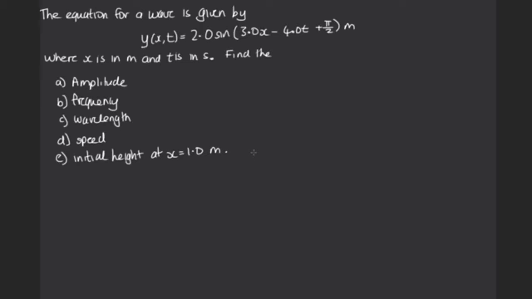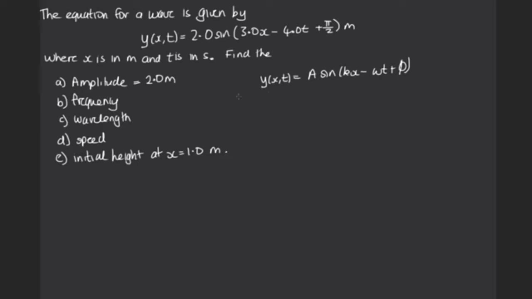Okay, so in order to do this, what we'll want to do is equate this equation to our general equation for a wave: y(x,t) = A sin(kx − ωt + φ). We can see, because it's got the negative sign here, that it's a wave traveling in the positive x direction. Now the amplitude is given by this capital A here, and that is the number out the front. So the amplitude is equal to 2 meters.